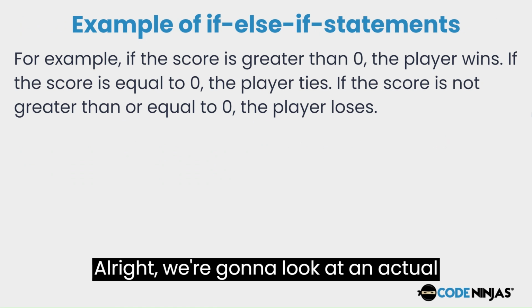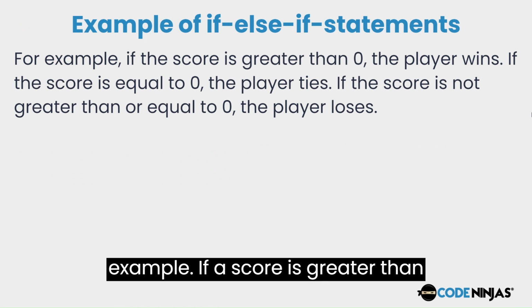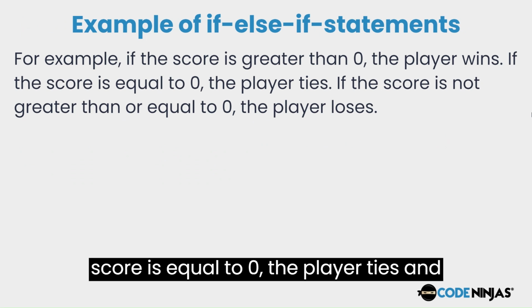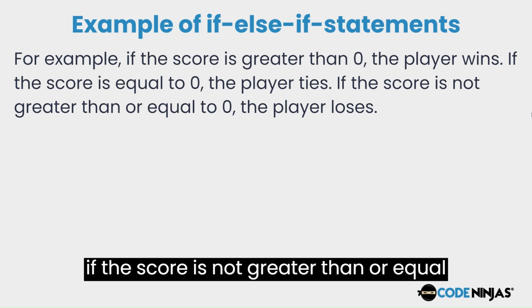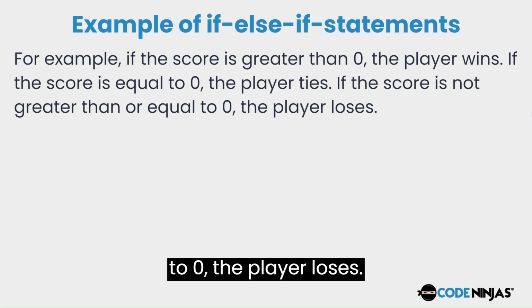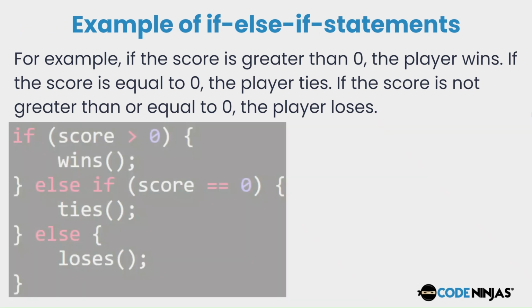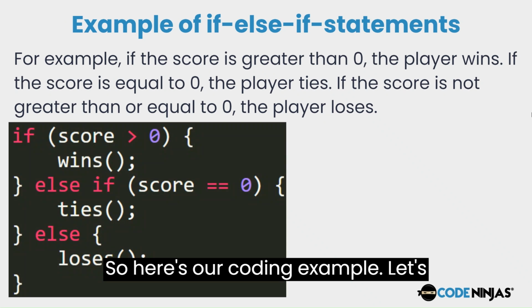All right, we're going to look at an actual example. If a score is greater than 0, the player wins. However, if the score is equal to 0, the player ties, and if the score is not greater than or equal to 0, the player loses. So, here's our coding example.